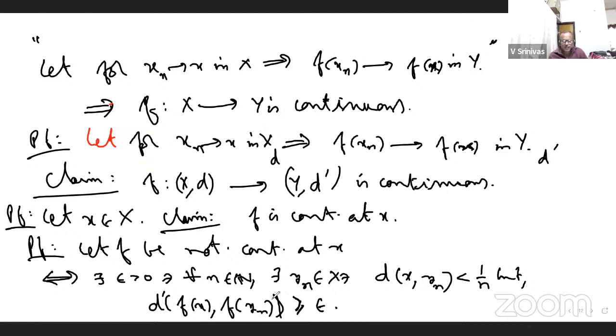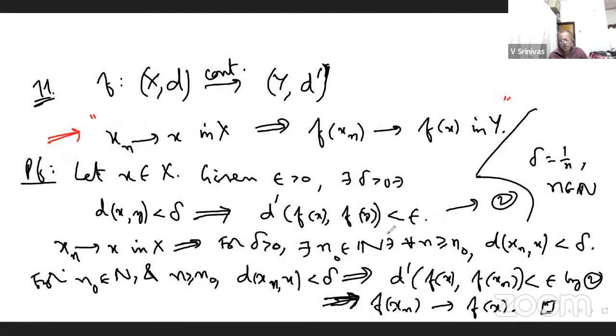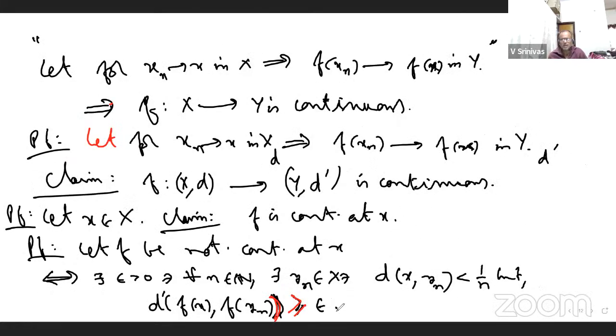d of y, f of x comma yn. Okay, f of x comma yn is greater than or equal to, right? You have to replace this by negation. It's the opposite: the distance is greater than or equal to epsilon.